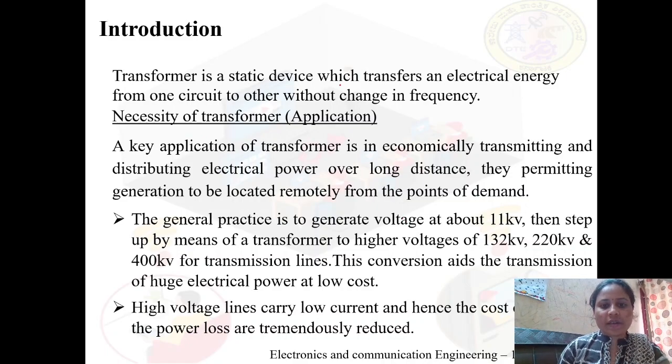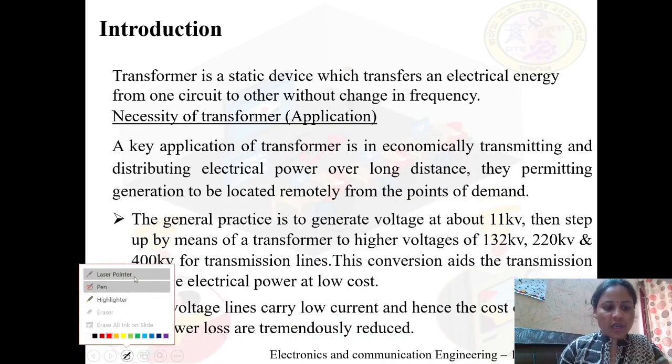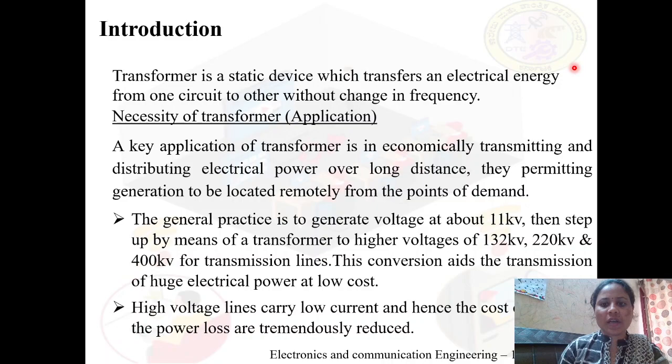A transformer is a static device which transfers electric energy from one circuit to another without change in frequency. So we will define a transformer as the device which can transfer electric energy from one circuit to another without changing frequency.